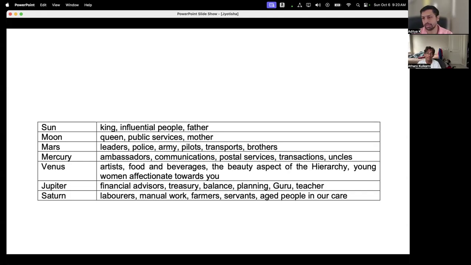Mars, again, anything to do with force. Anything to do with force. Basically, martial arts, guns, weaponry, missiles, rockets, iron, steel, chemicals, pharmaceuticals, acids, right? All the things which have force behind them are represented by Mars. And you can imagine any profession that uses force, right?